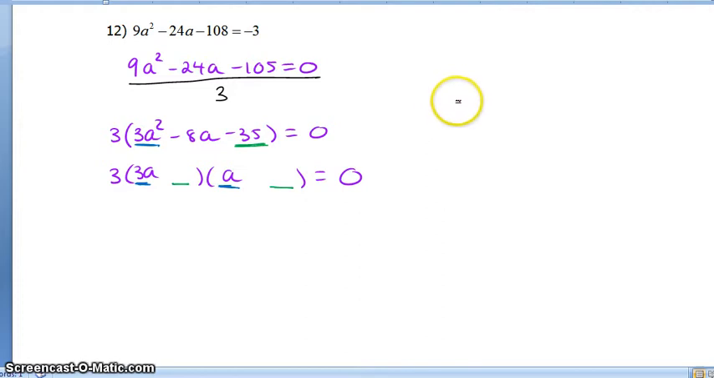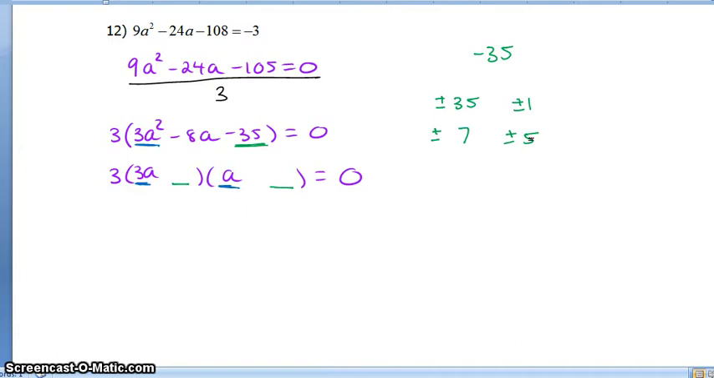So we can have 35 and 1, it could be plus or minus and plus or minus. Notice that to get negative 35, one's going to have to be plus and one's going to have to be minus. We can also use plus or minus 7 with plus or minus 5. So 7 times 5 gives you 35. So those were our options. And we're going to be guessing to try and figure out what goes where.